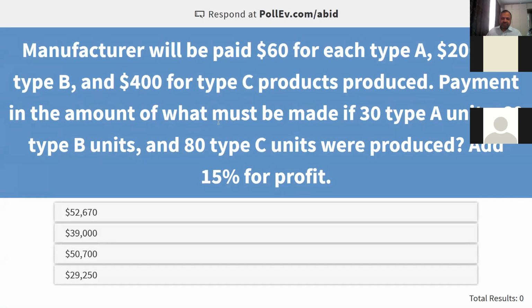A manufacturer will be paid $60 for each type A, $200 for type B, and $400 for type C products produced. So what payment amount must be made if 30 type A units, 60 type B units, and 80 type C units were produced? Add 15% for the profit. So it's like a high school question.